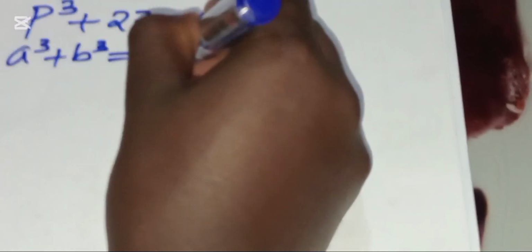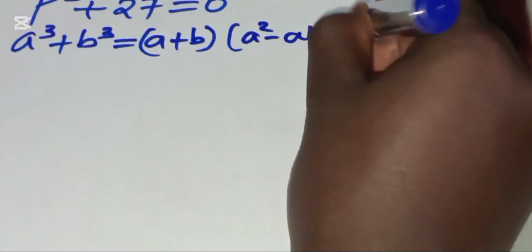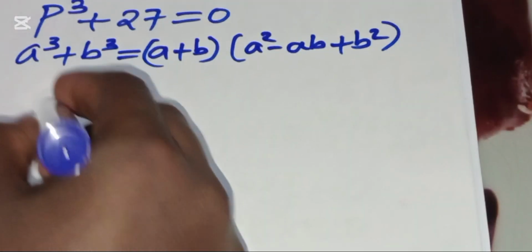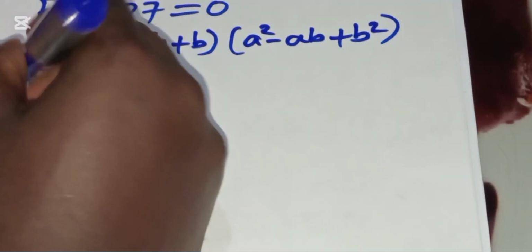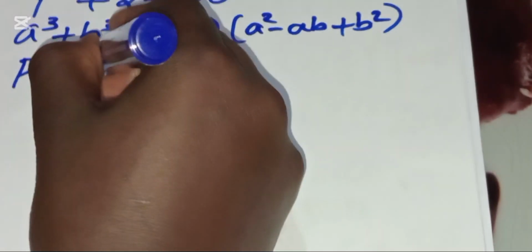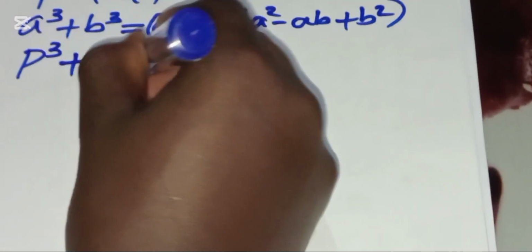So for case 1, we have p raised to power 3 plus 27, this is equal to 0. Now p raised to power 3 plus 27 is in the form of a cubed plus b cubed, which is actually a plus b, a squared minus ab plus b squared. So let's express it in this form. We are going to have p cubed plus 27, which can be expressed as 3 cubed. This is equal to 0.